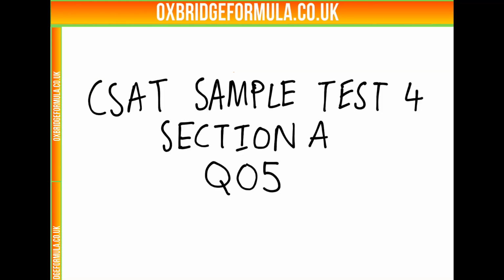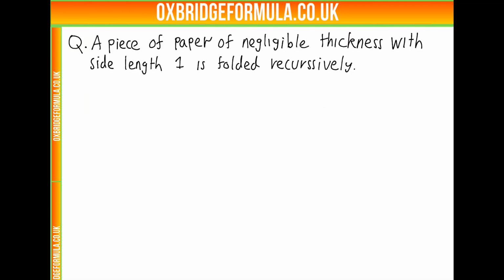This is the solution video for question 5 from section A of sample test 4 for CSAT. In this question, we're told we've got a piece of paper with side length 1 with negligible thickness, and we fold it recursively.